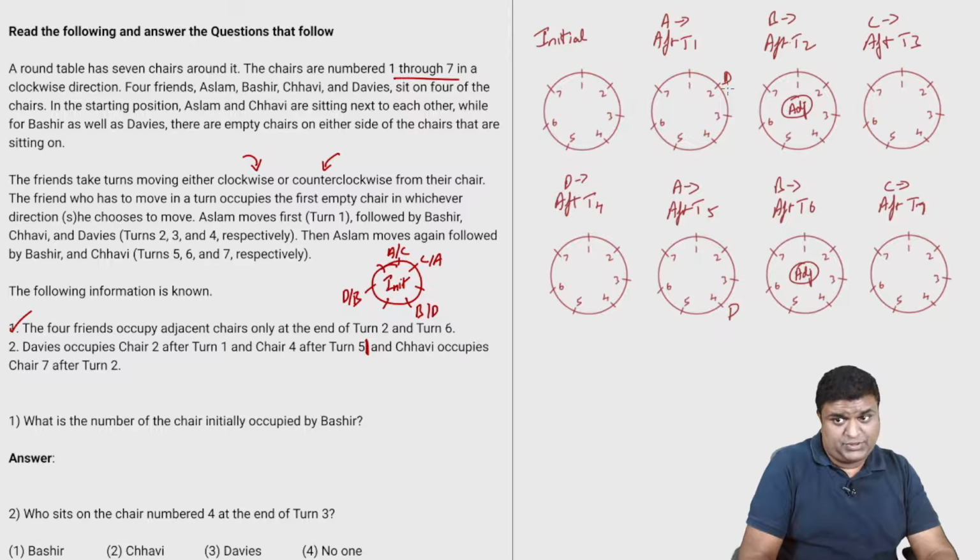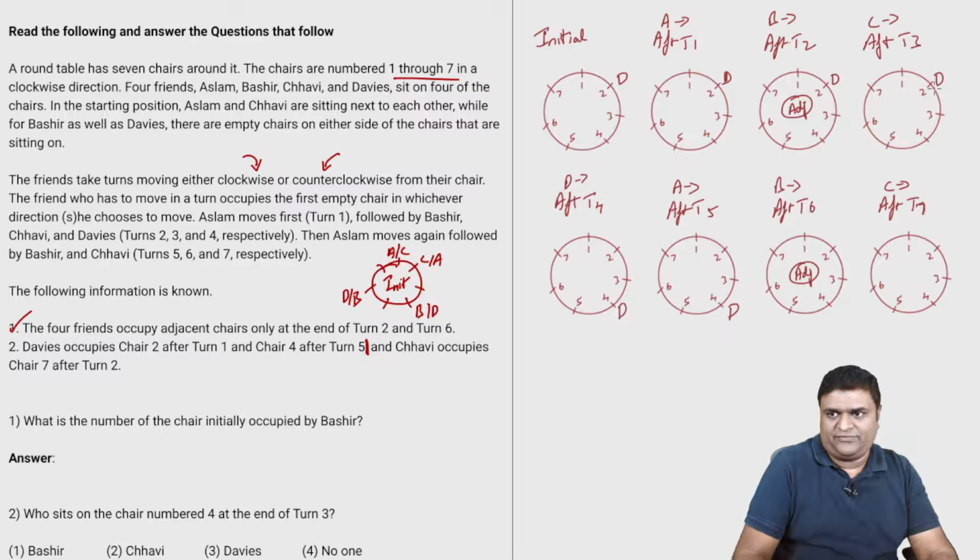D is actually moving only after turn 4. So that means D is not moving at all in the first 4 circles, right? So D initially should have been over here because only A moved. So how can D land up in 2? Because D was already in 2, and D continues to be in 2, and D continues to be in 2, right? Now what happens over here? D has moved, and D continues to be in the same position, which is going to be 4.